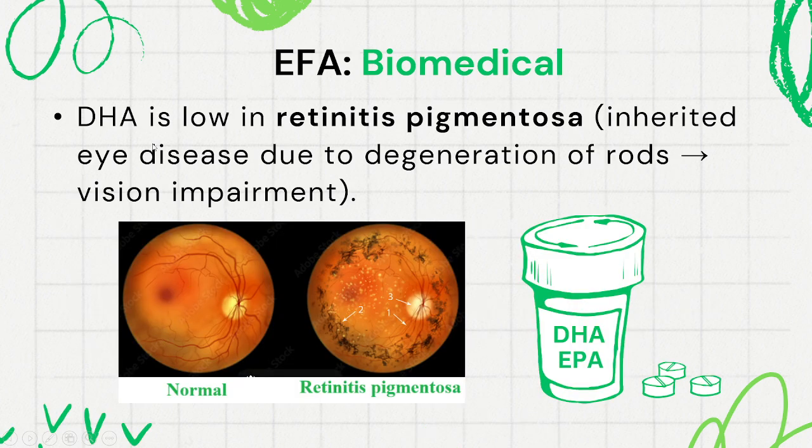Deficiency of docosahexaenoic acid can lead to retinitis pigmentosa, which is an inherited eye disease due to degeneration of rods, that will lead to various degrees of vision impairment. Here is a normal retina, and here is a retinitis pigmentosa. You can see the darkest dots refer to the degenerated areas of the retina.